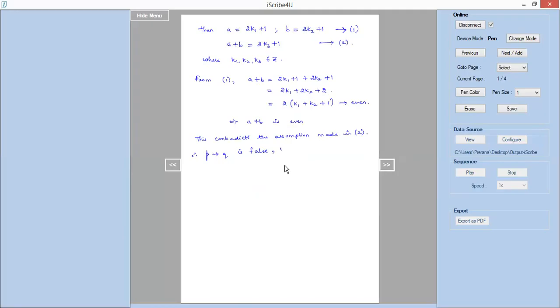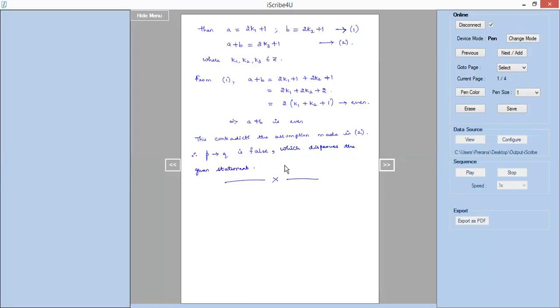So we'll just write down which disproves the given statement. So this is how we can work out a problem in disproofs also.